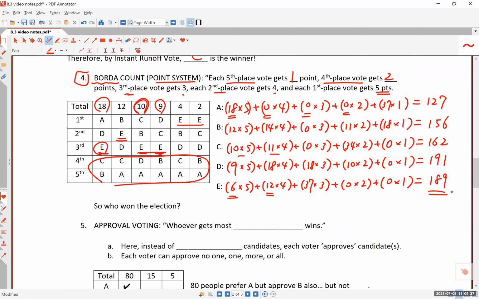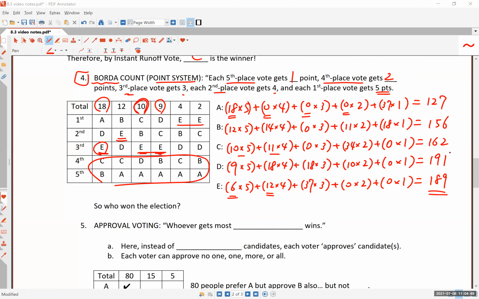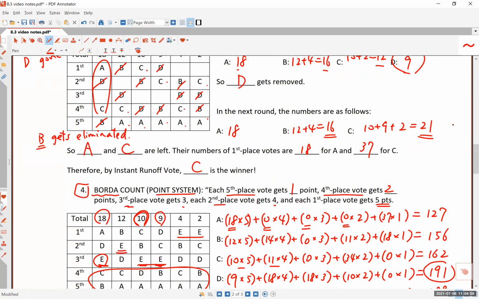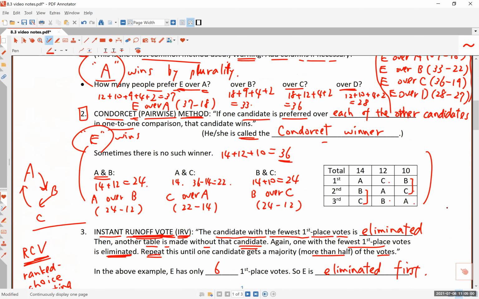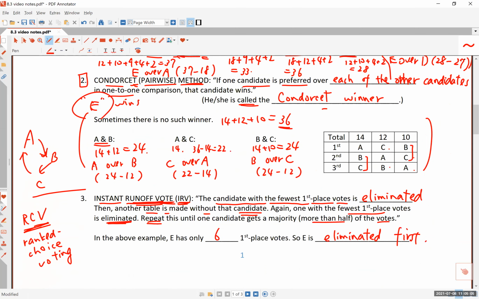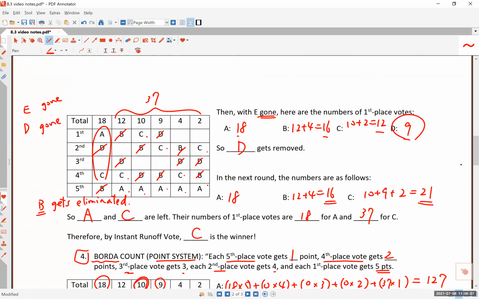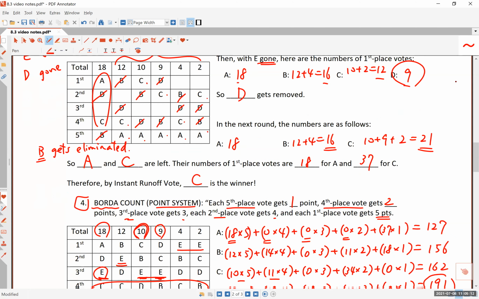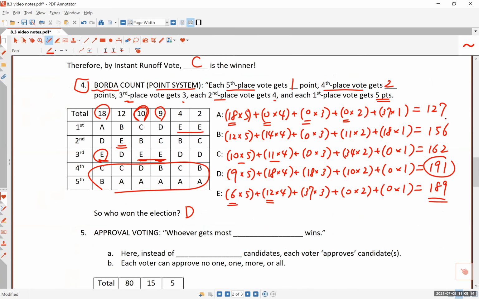Okay, now take a look at all these points and see who the winner is by Borda count. Right, the winner of this election by Borda count is D. Now, D did not win in any other methods, right? So we now have a fourth winner, depending on how you calculate this. A won by plurality, E won by Condorcet, C won by the instant runoff, and now D is the winner by Borda count.